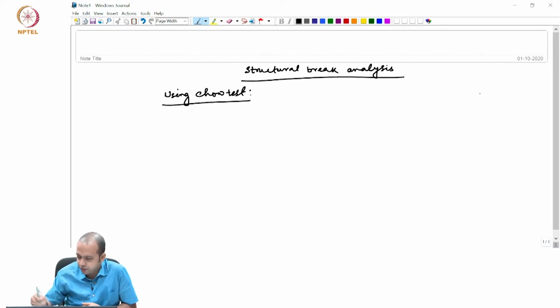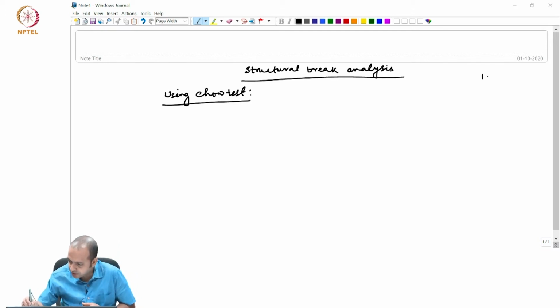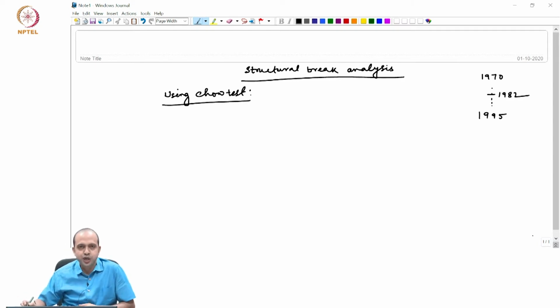So, we had some 1970 to 1995 data on saving and income, and then in between we assume that in 1982 there was a structural break, because that was the time the US economy was suffering from the peacetime recession, right, peacetime recession.